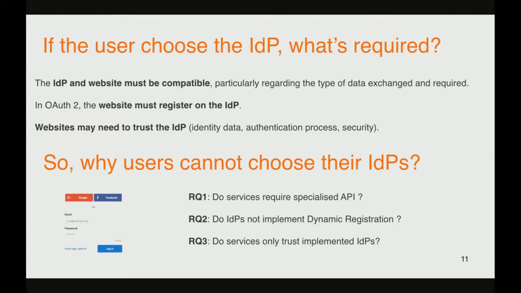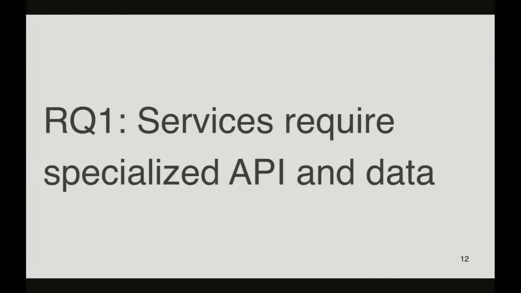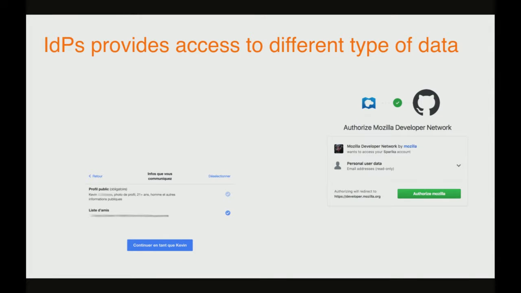So to answer these questions, we did an OAuth study trying to find which type of data are requested by websites. And if websites mainly require specialized data, I will define it later, or if they require basic authentication data or just user identity. If you use social login, you may know this type of pattern where the identity provider is requesting the user to authorize the website to access some information.